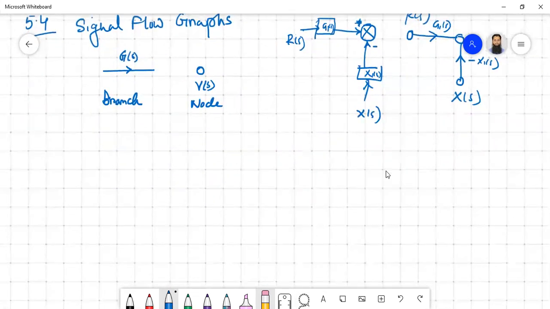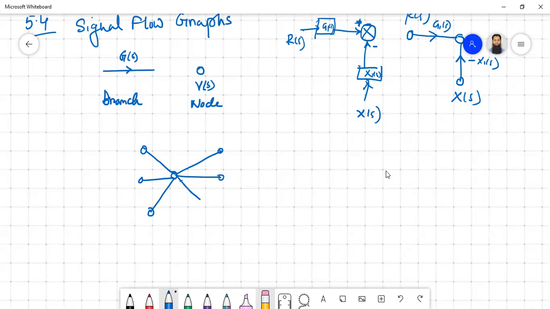What is meant by that? The summation of all the inputs. Say we have a system something like this. There are three signals coming into this one, then we have three output lines as well. Based on the arrows, all three arrows are coming to the same node, say V of S, and then they are leaving.